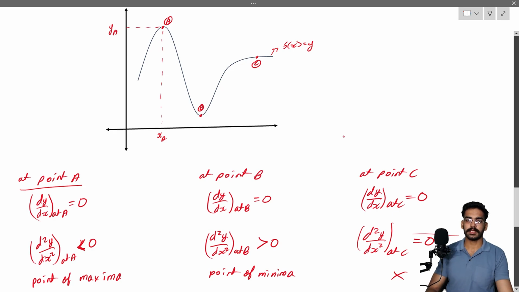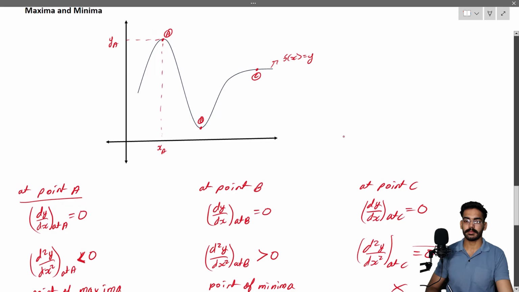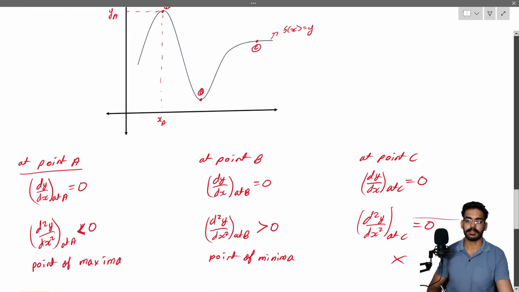If the curve is downward facing, we know from the previous lecture that d2y by dx square is going to be negative, and if the curve is upward facing, then d2y by dx square is going to be positive. So how to check the point of maxima? dy by dx should be 0 and d2y by dx square should be less than 0 at that particular point a. Then that point is a point of maxima. And for that x value I will calculate the y value, the maximum y value.